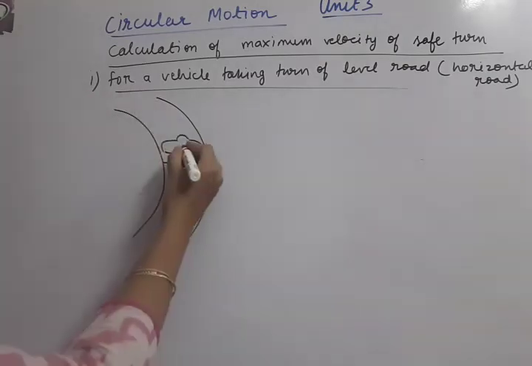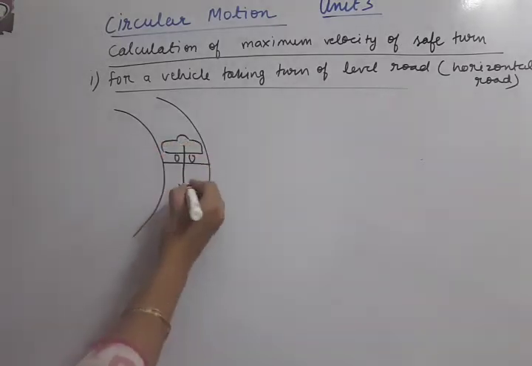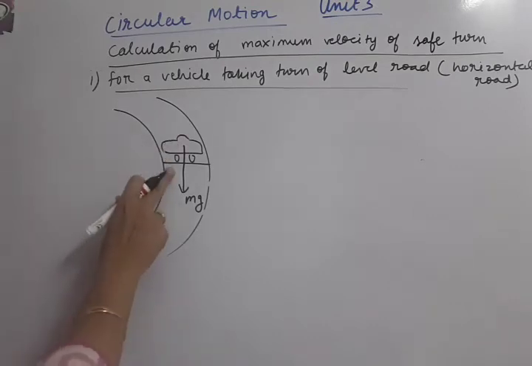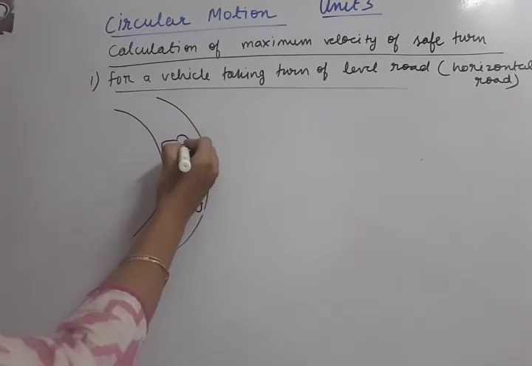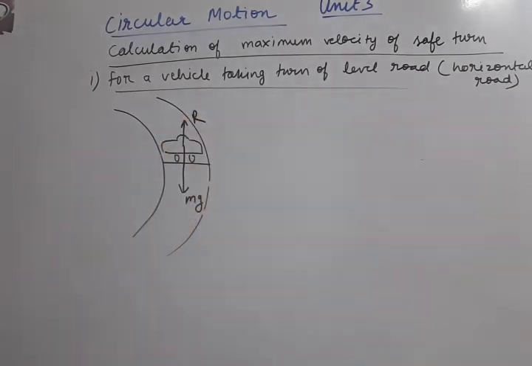First of all, we know that we can show all the forces at the center of the car. So we always show the weight mg of the car downward. Then, because this car is in touch with the road, the road will apply the normal reaction force, which we can call capital R or capital N. And here the friction is also present.